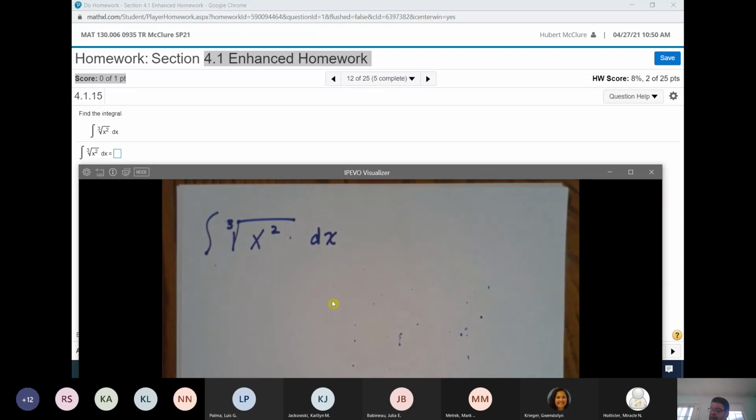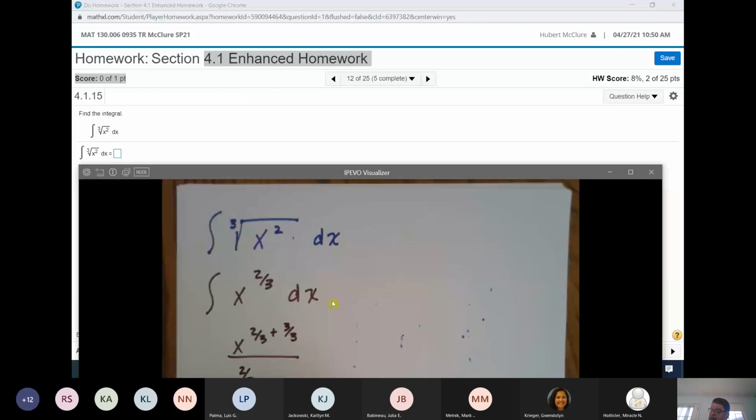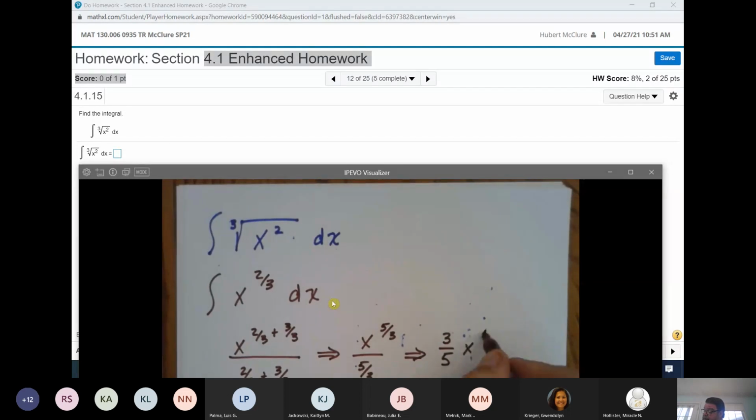So antiderivative of x to the 2/3 dx, x to the 2/3 plus 3/3 over 2/3 plus 3/3, x to the 5/3 over 5/3, 3/5 x to the 5/3.